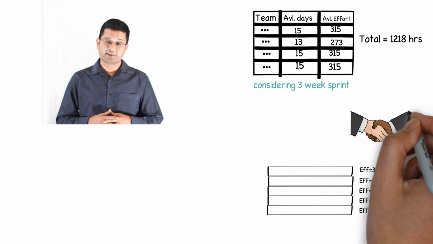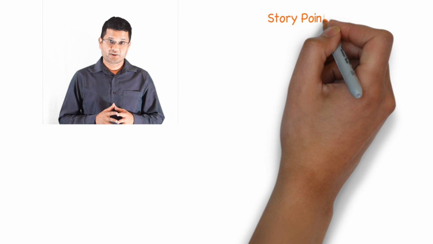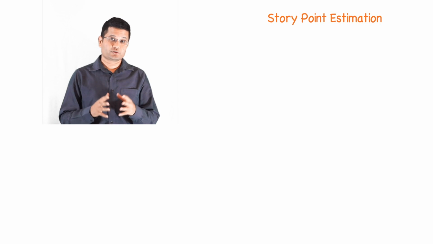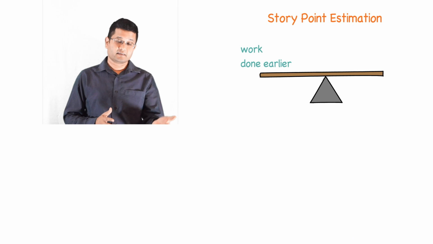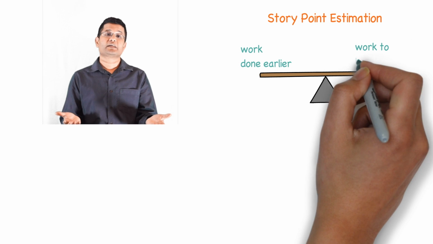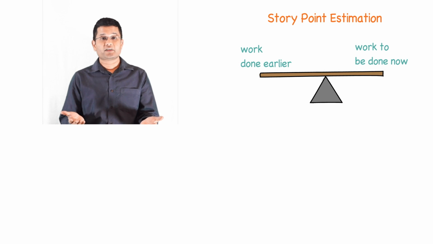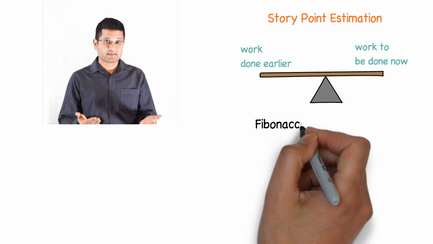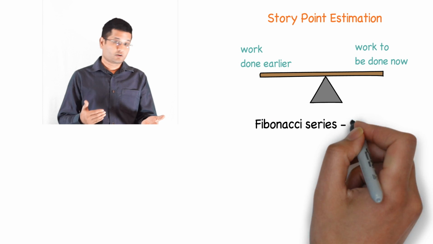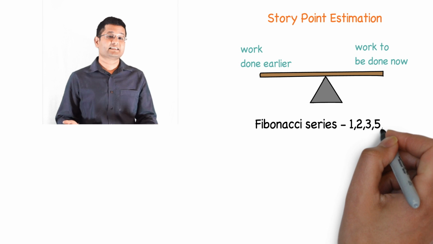could be a negotiation. In story point estimation, the team is trying to do a relative comparison between a work that they had done earlier to the work that they are doing now. They see whether it is the same or twice the work or thrice the work or 5 times the work or 8 times the work or 13 times the work.